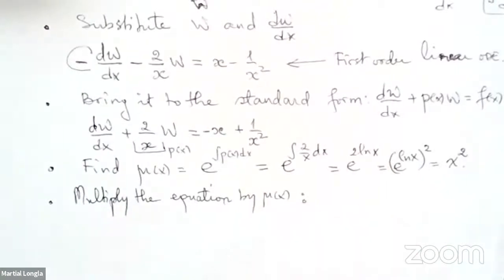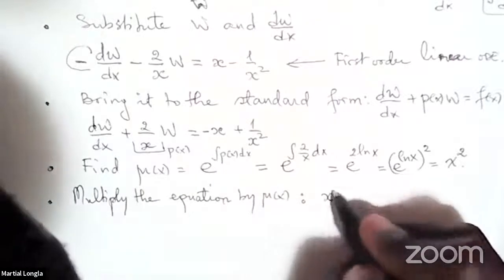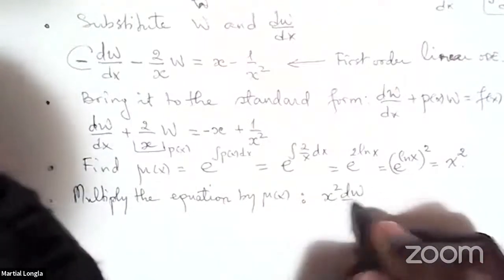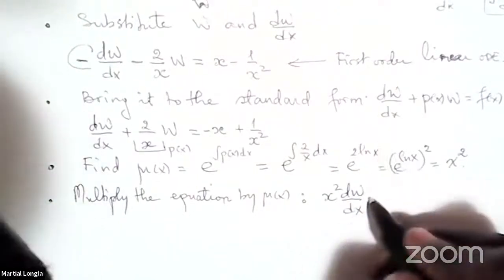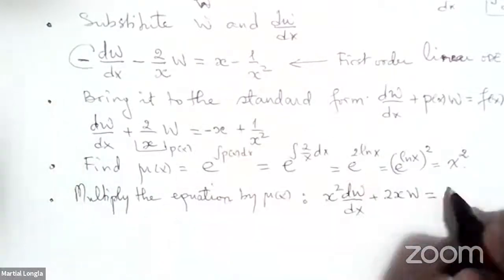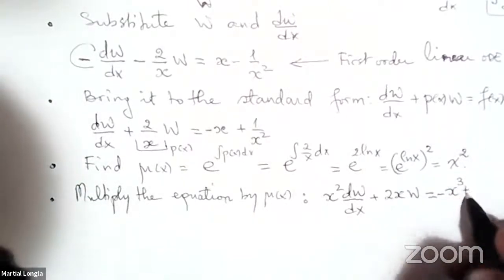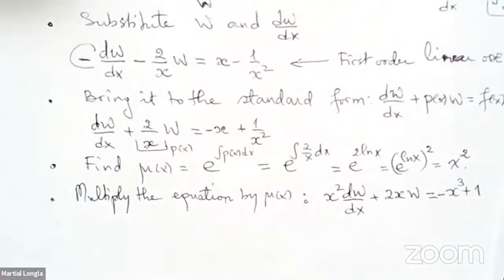In this case, we obtain x squared times this whole thing, so that's x squared dw over dx plus 2xw equals, multiplied by x squared, negative x cubed plus 1. So this is what you get when you multiply both sides of the equation by the integrating factor.